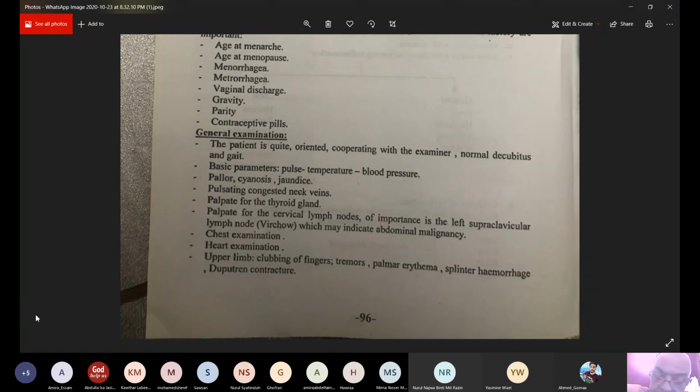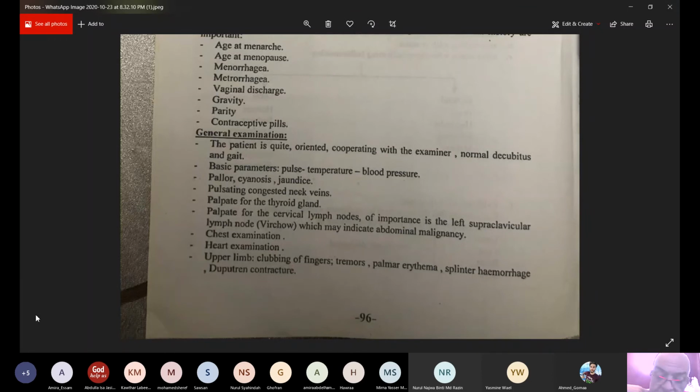Palpate the neck for neck lymph node enlargement. Palpate for the thyroid. Do a complete chest examination and heart examination. In the upper limb, search for clubbing of fingers.